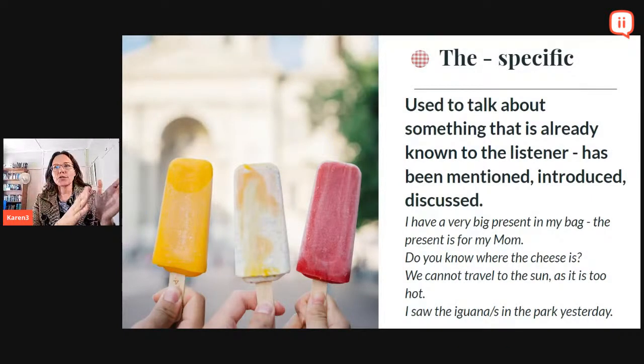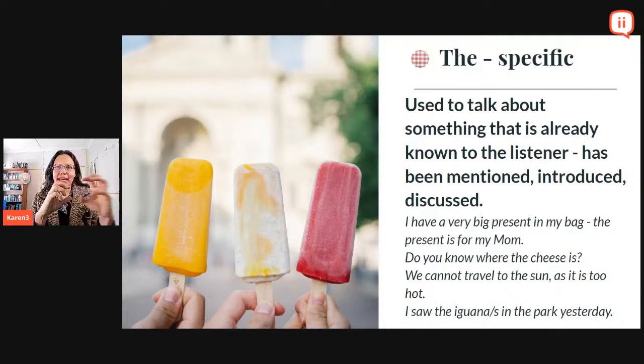And then if we become specific, we use "the". So it's used to talk about something that's already known to the person who's listening to you. Okay, it's been mentioned, it's been introduced, it's been discussed. So listen to the difference in the sentence change here. I have a very big present in my bag. The present is for my mom. Okay, got it? So once you've introduced the idea, immediately you change to "the", okay?